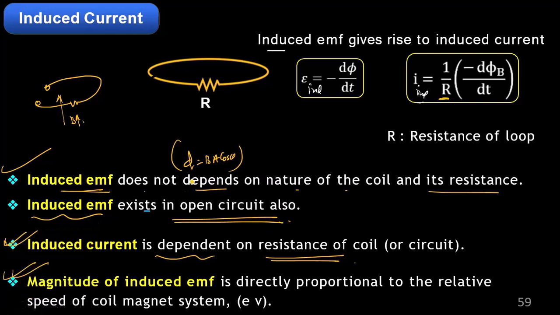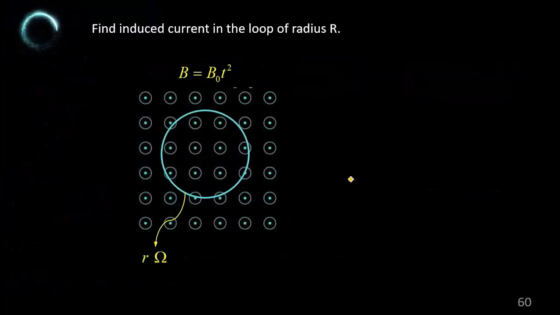But whether the current will flow or not depends on whether the circuit is closed. In this situation, how much is I induced? I induced is 0, no current is flowing, because the circuit is open. Once I close the circuit, the current will start to flow. So induced current depends on material property, but EMF does not.